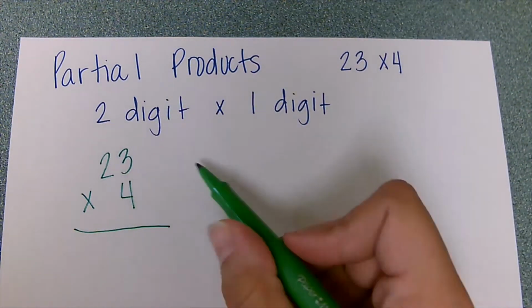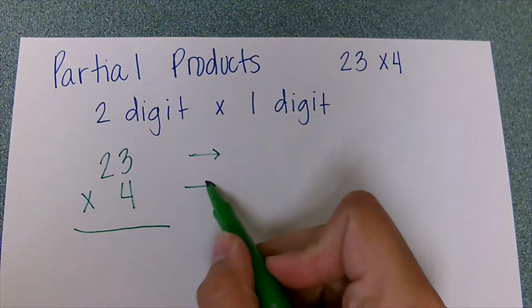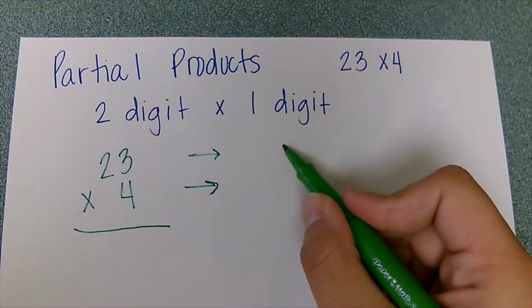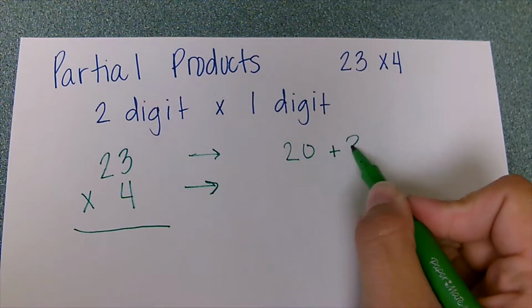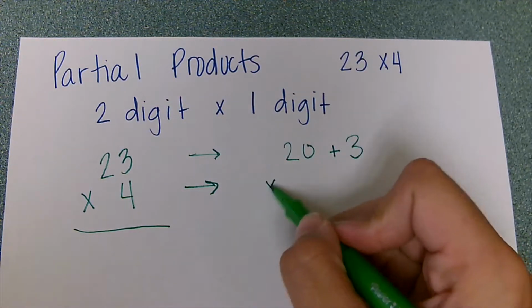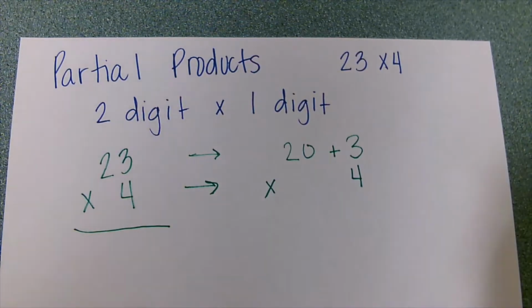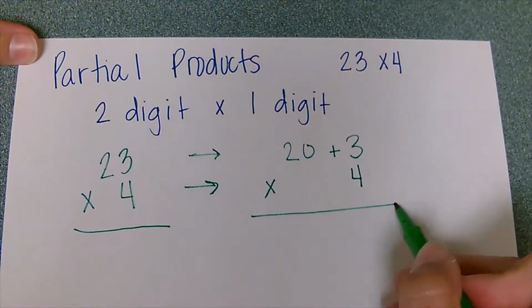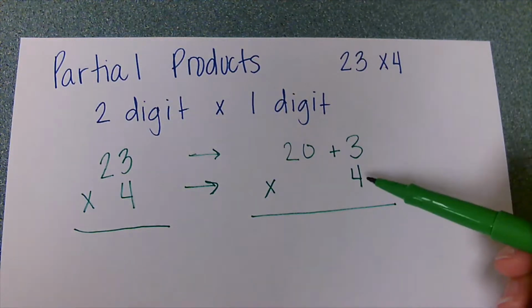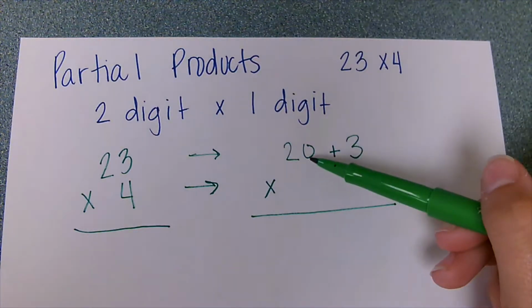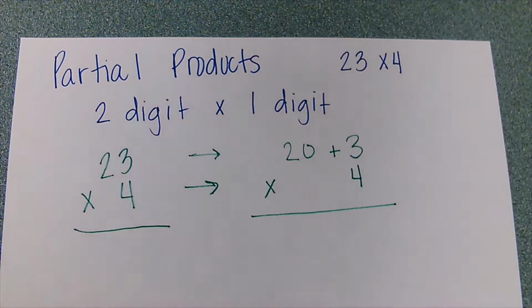So we need to break up this 23 and put it in expanded form. And to put it in expanded form, by breaking it up in place value, it's going to become 20 plus 3 times 4. 4 is already in its lowest form, so we don't need to do anything else with that. So now when you're multiplying, you can understand that this is not just a 2, but this is 20, so you're multiplying it by 20.